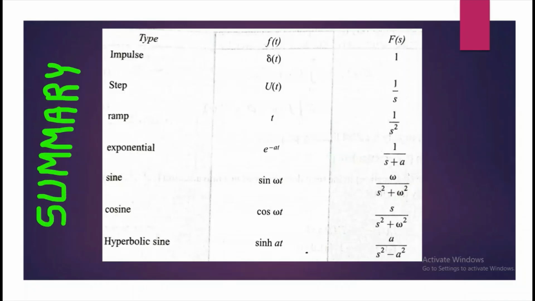This is the summary of what we studied. For the impulse function, which is represented by delta, the Laplace transform F of s is given as 1. For the step, that is u of t, the Laplace transform is 1 by s. So you have to know how to derive all these, and at the same time, in order to do problems, we have to know these values by heart. So you have to learn these names as well as how each is represented in the time function and how it is represented in the s domain.